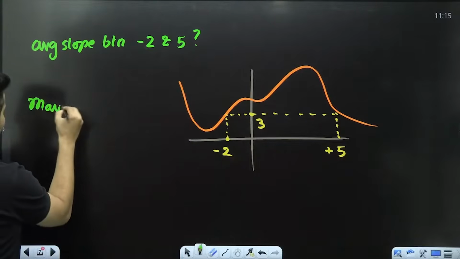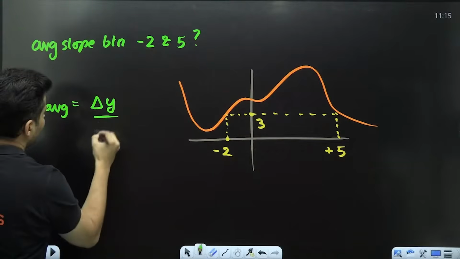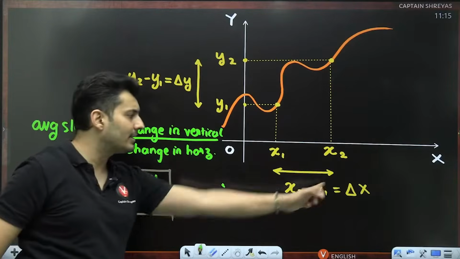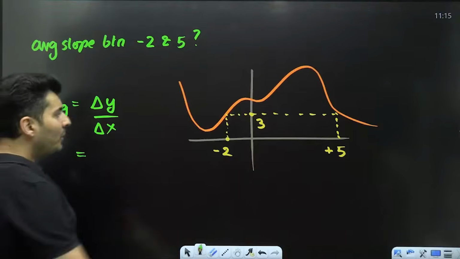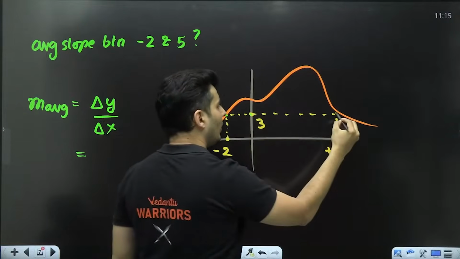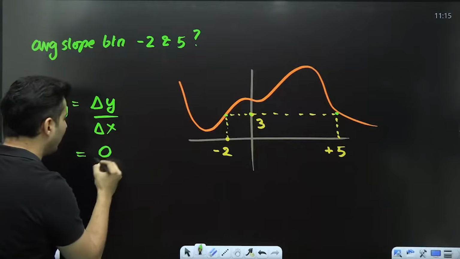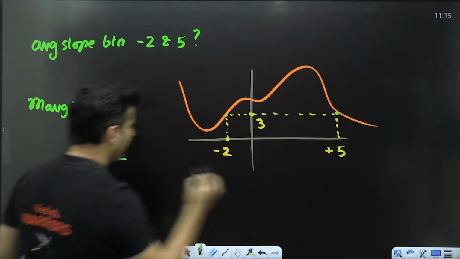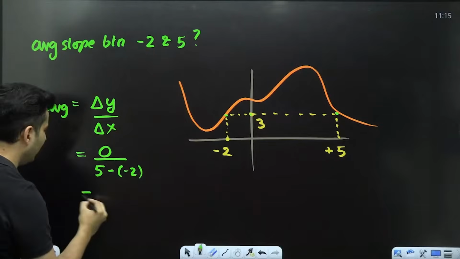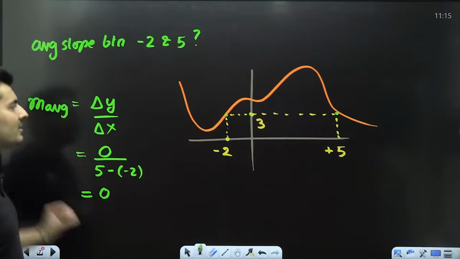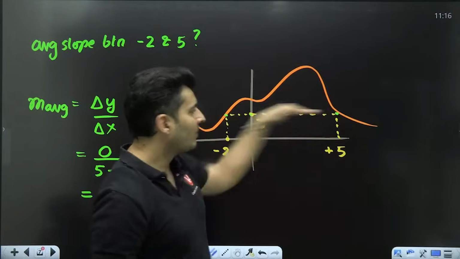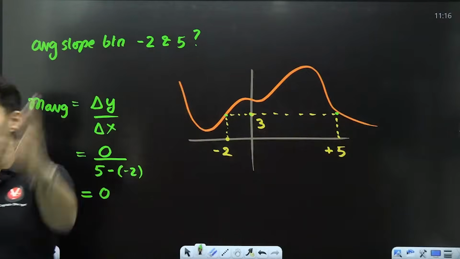Again, use the formula. M average is delta y by delta x. Delta y is nothing but y2 minus y1. Delta x is nothing but x2 minus x1. How much did I go up by? Just check. Here I was at 3. Here also I am at 3. So I did not really go up at all. Yes, my delta x is there, which is 5 minus minus 2, but it doesn't matter what is in the denominator. Numerator is 0. So the answer is 0. From this point to this point, I have not gone up nor gone down. On an average, I have maintained my level. So the slope is 0.